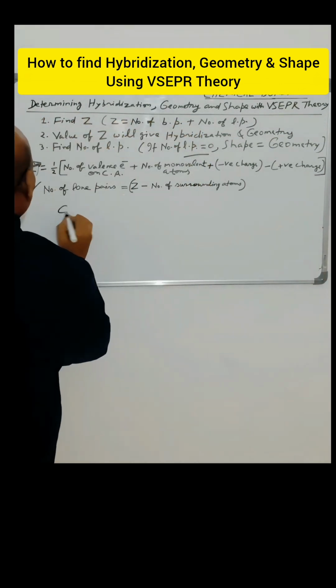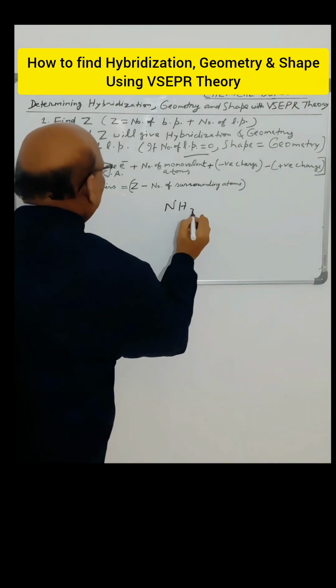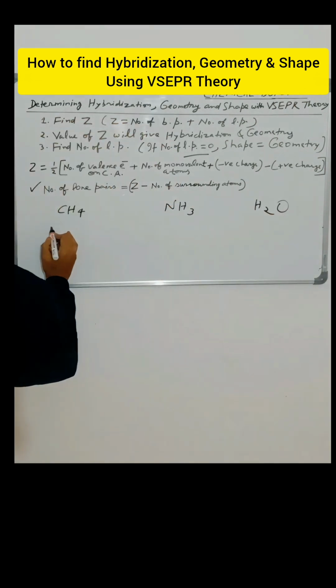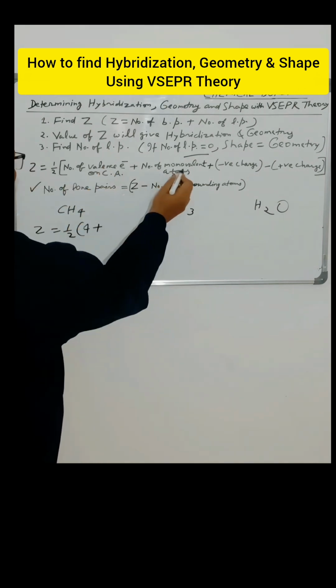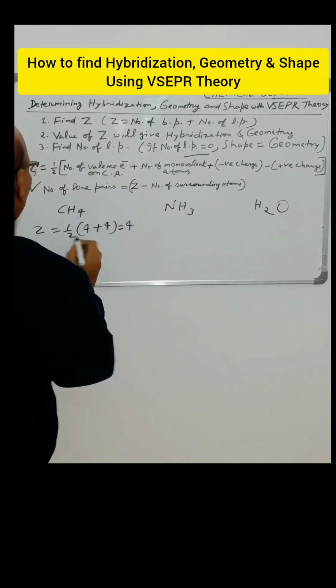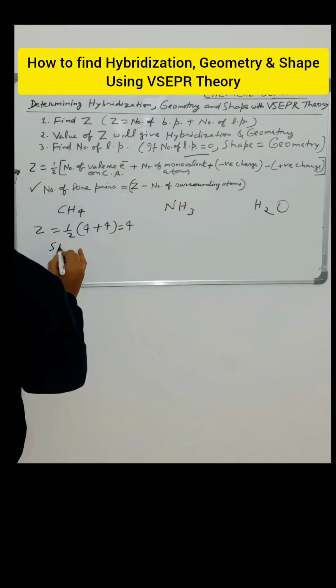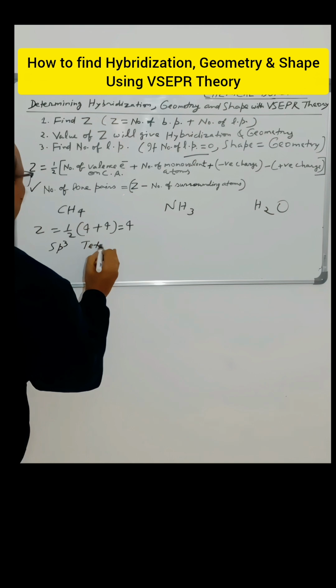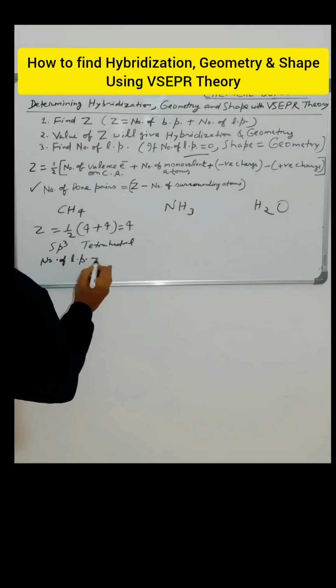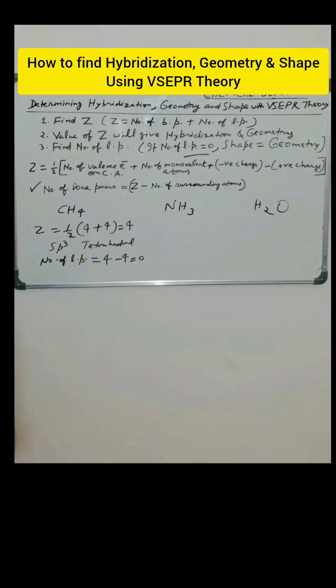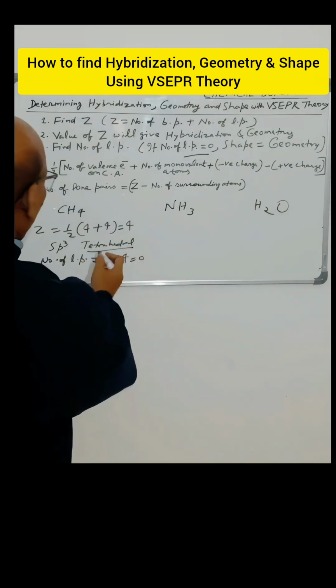So for this we will take some examples, then it will be made clear to you. So let us take 3 examples: first methane, then ammonia, and then water. Okay, so for methane, the z will be half into number of valence electrons on carbon, that is 4, plus number of monovalent atoms, that is 4. So it will be 4. And the hybridization is sp3, so geometry will be tetrahedral. And number of lone pairs will be 0, because z minus number of surrounding atoms is 4 minus 4, so number of lone pairs is 0. So shape will be the same as geometry, so shape will also be tetrahedral.